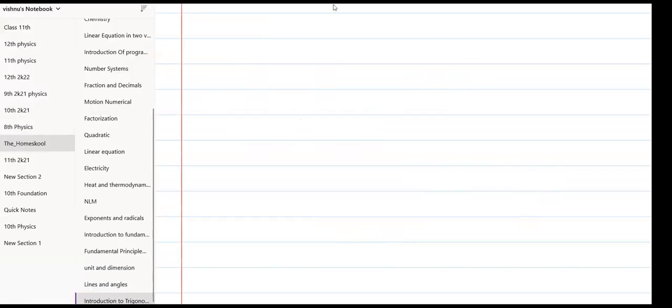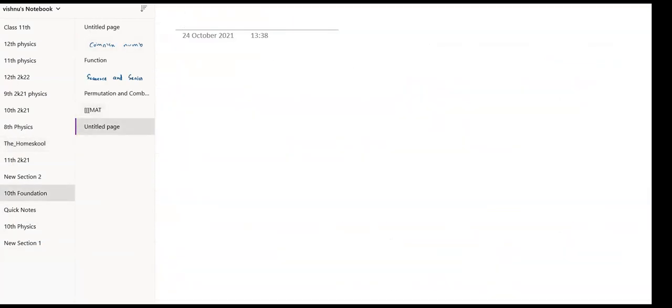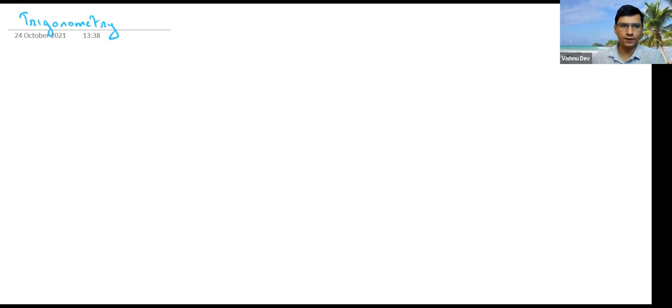So let us recall what all we have already covered till now. When we talk about the concepts of trigonometry, let us see what all concepts we have already covered. The first concept that we have covered was about angles.